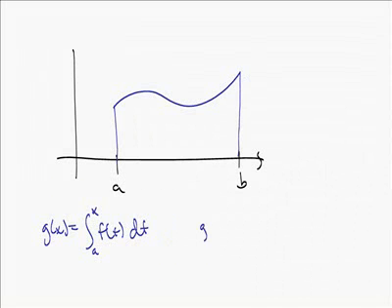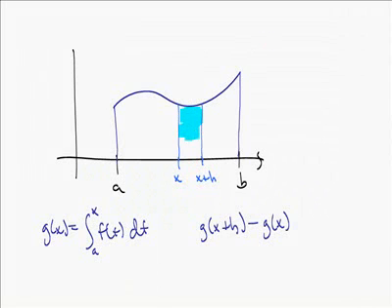Now if we look at the difference between g of x plus h minus g of x, well, let's suppose that this is x right here, and this is x plus h. Now g of x plus h is going to be the area under the curve from a to x plus h, while g of x is the area under the curve from a to x. So what that's going to give us is this area right here. Okay, so this is g of x to g of x plus h, that area right there.